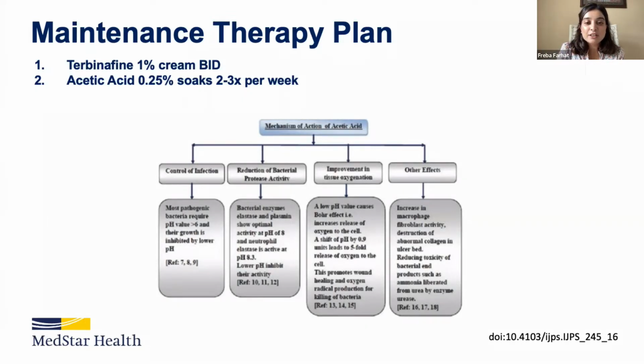And so it's a very dilute acetic acid soak, and it has a pretty unique mechanism of action as to how it alters the milieu's pH, which allows for both infection control. It reduces bacterial protease activity. It promotes wound healing by the release of oxygen reactive species. It even increases macrophage fibroblast activity. And it has been hammered into us that macrophages are the most important cells in wound healing. And that's something that's tested quite often in our dermatology boards. And then also it does promote the destruction of abnormal collagen within a wound bed.